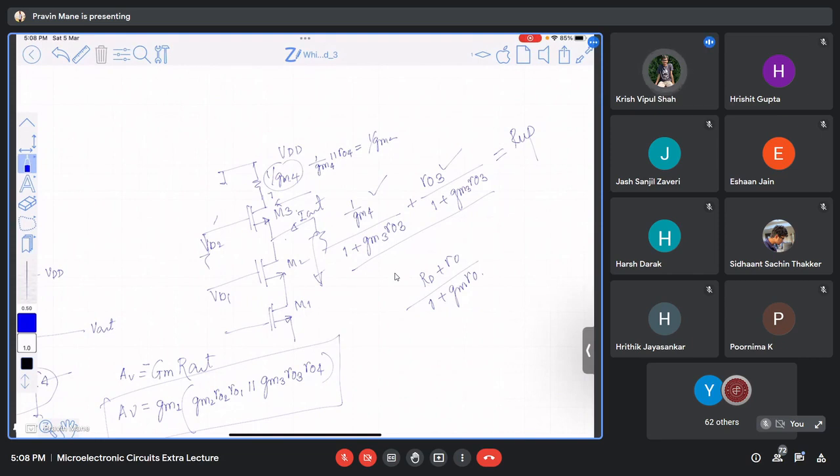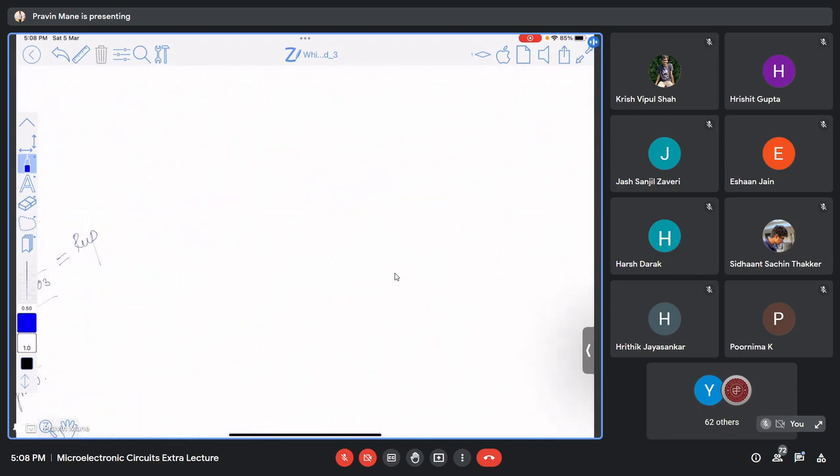Yeah, sir, regarding the differential amplifier. Okay, I will come to that point, but some students have asked me some questions related to gain calculation. Now, just one example I will take and then I will come to your point. Suppose this configuration is there.